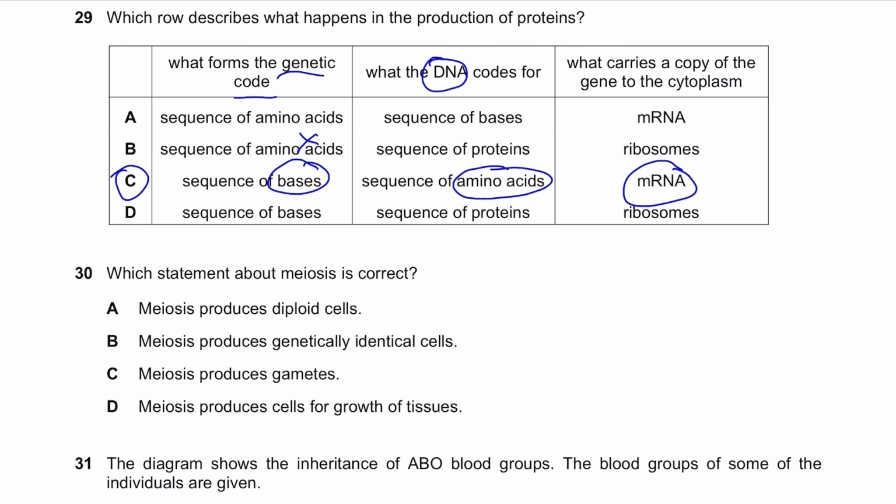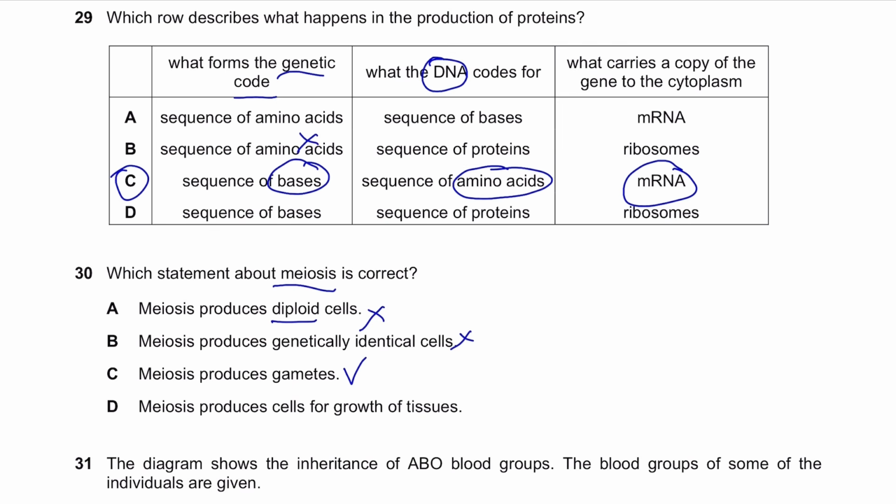Question 30. Which statement about meiosis is correct? Meiosis produces diploid cells. Nope, they produce haploid cells. Meiosis produces genetically identical cells. Oh, nope. They are genetically different. Meiosis produces gametes. Yes, that's correct. This is one characteristic of meiosis.